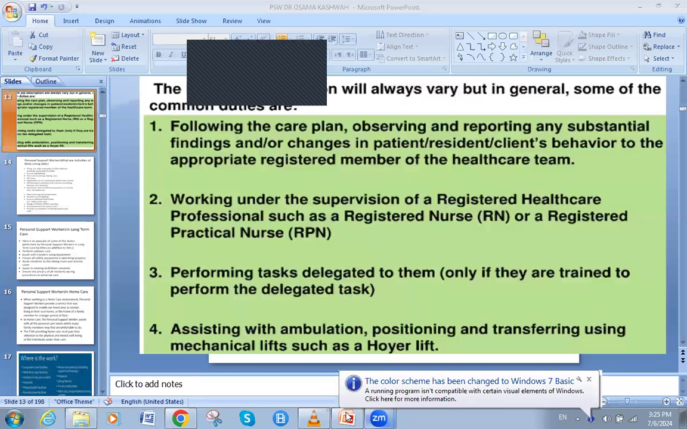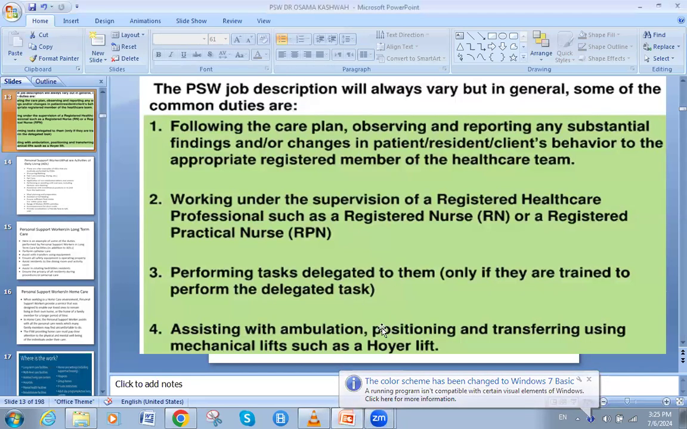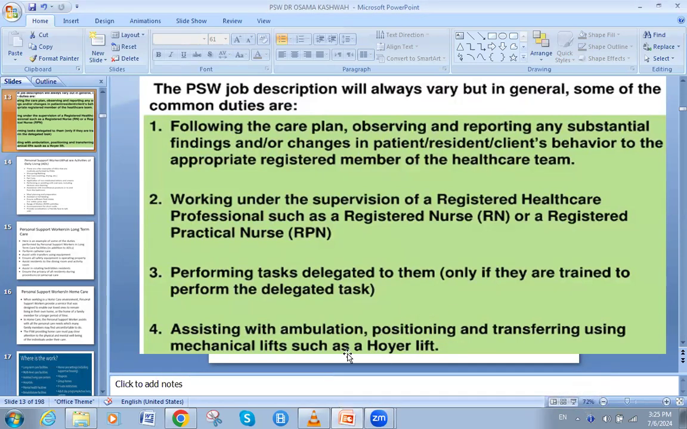Since we started to talk about positioning, you can see the word here, positioning, and the Hoyer lift. I just chose for you, and the link is down in the resources, the link of this video, a very nice video about how to use the Hoyer lift. So I will just show it to you right now.